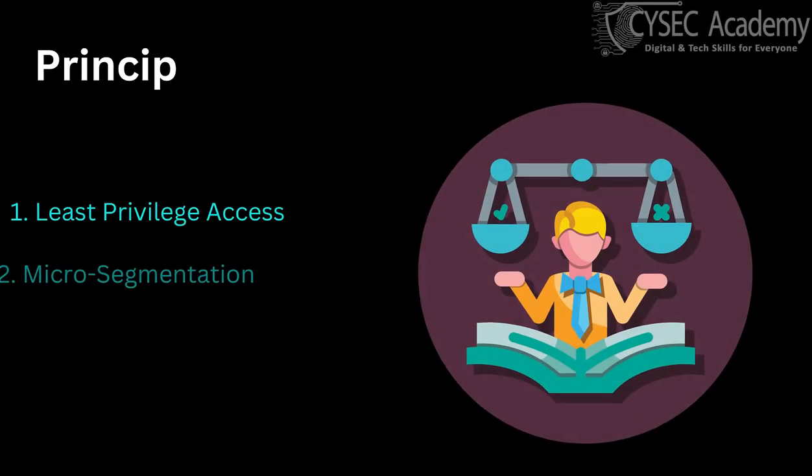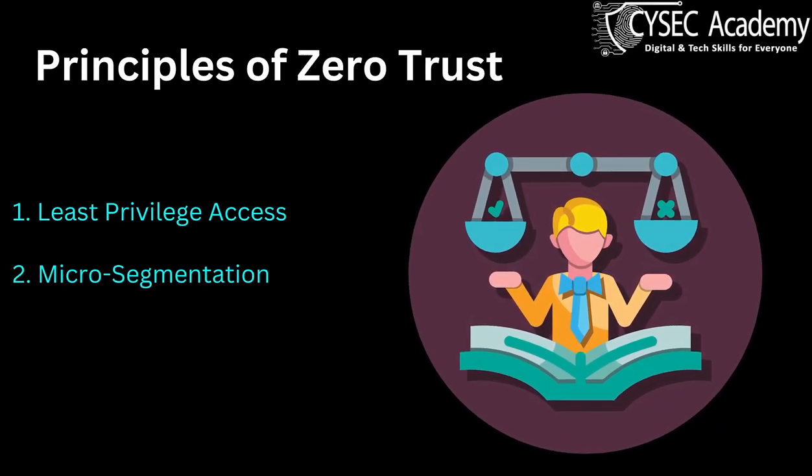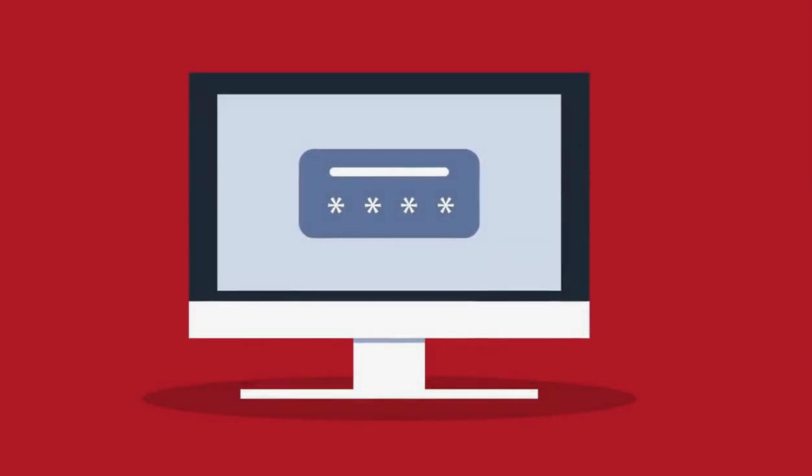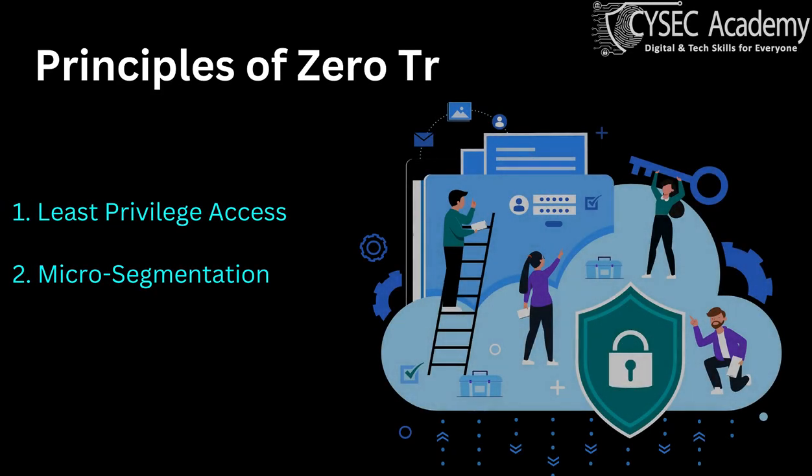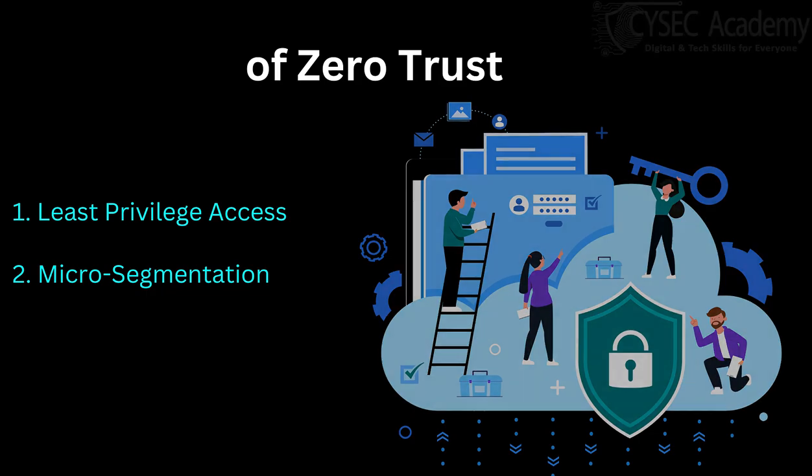The zero trust model is built on several key principles. 1. Least privilege access. Users are granted the minimum level of access required to perform their duties, reducing the risk of insider threats and lateral movement by attackers. 2. Micro-segmentation. Networks are divided into smaller segments, each with its own security controls. This limits the ability of attackers to move laterally within the network if they gain access.